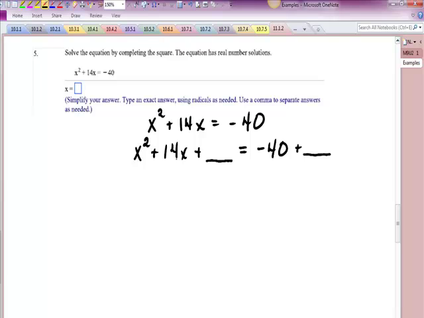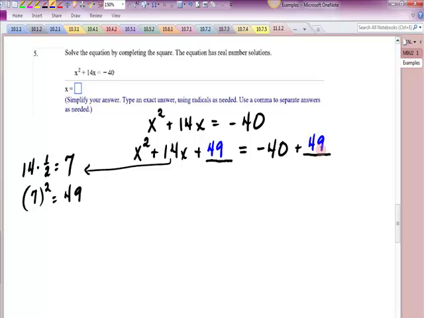All right, how do I fill in the blank? We're going to take the negative 14, I'm sorry, it's positive 14. We're going to take 14 and take half of it, which gives us 7. We will square that for 49. The number that gets added to complete the square is 49. Yes, I've completed the square on the left, but this is an equation, so I have to do the same thing on the right.